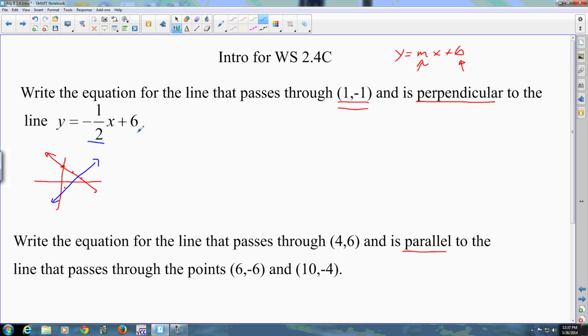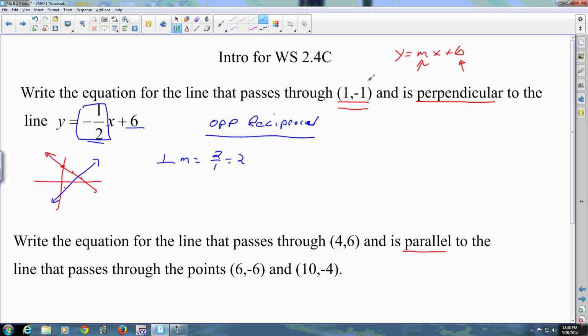Notice here's a slope and here's a y-intercept, but they have to do with the red line. You want to find a new equation going through this point, and it's perpendicular to this line. Its slope is going to be related to this one, and that relationship is you take the opposite reciprocal: the opposite sign and the reciprocal. So the perpendicular slope is going to be a positive 2 over 1, or 2, whichever way you want to write it.